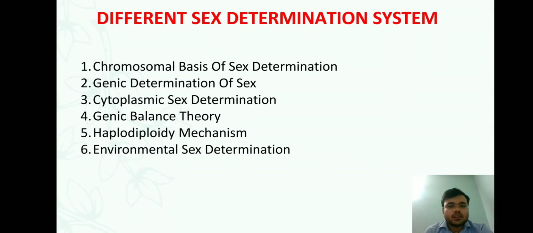So, different sex determination systems: the chromosomal basis of sex determination, as we are very much aware of, because we have read this mechanism in class 12 also, and I guess you remember we discussed this in our class when we were discussing sex determination in humans. Then genic determination of sex, cytoplasmic determination, the genic balance theory that we are shortly going to discuss, the haplodiploid mechanism which occurs in honeybees, and environmental sex determination, especially in reptiles, where the sex is determined basically by the temperature.